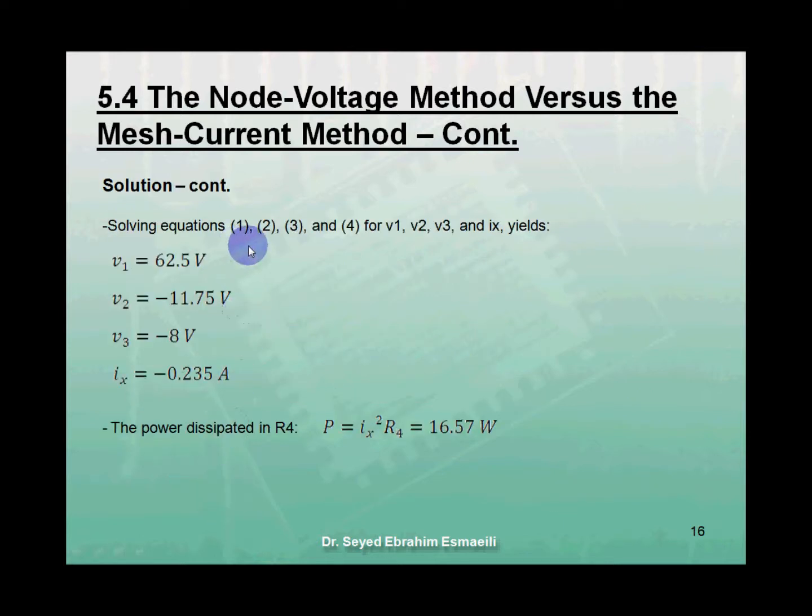Solving equations 1, 2, 3, and 4 for V1, V2, V3, and Ix yields V1 equals 62.5 volts, V2 equals minus 11.75 volts, V3 equals minus 8 volts, and Ix equals minus 0.235 amps. The power dissipated in R4 is equal to Ix squared times R4, which equals 16.57 watts.